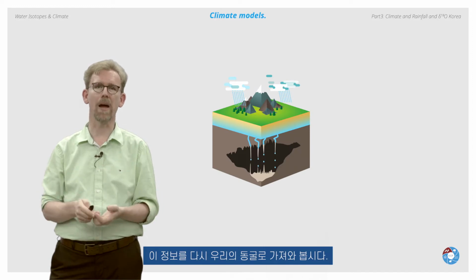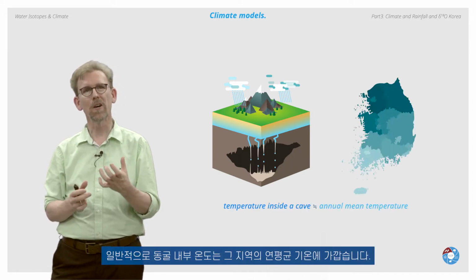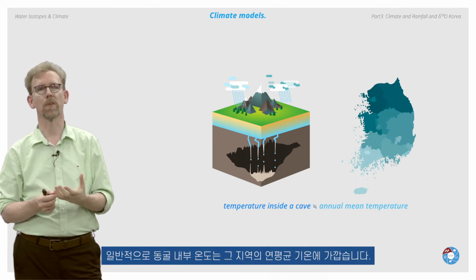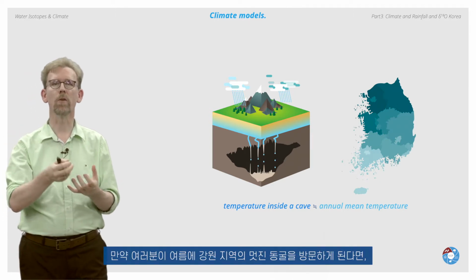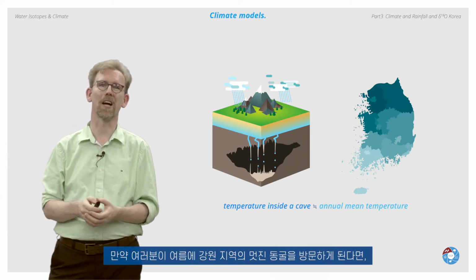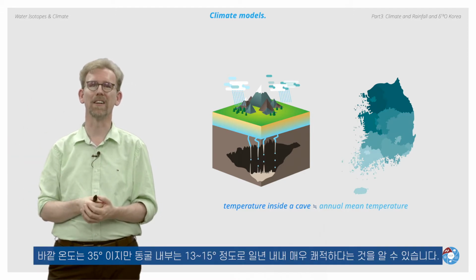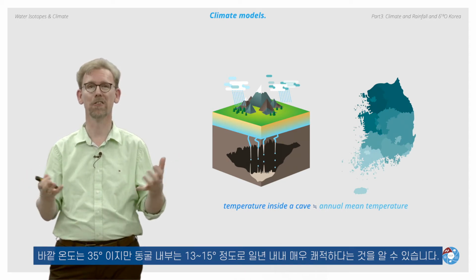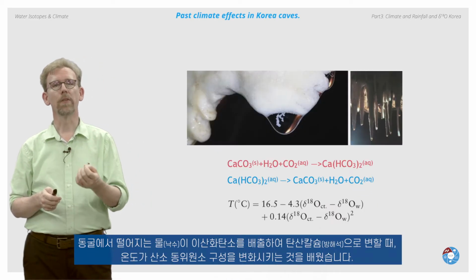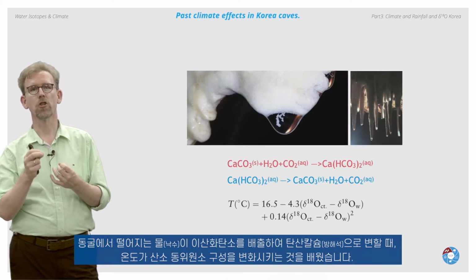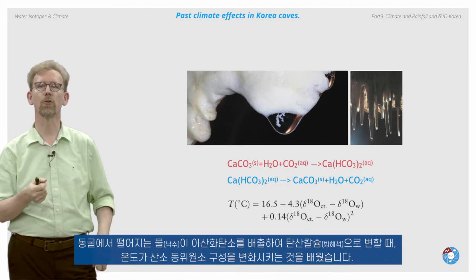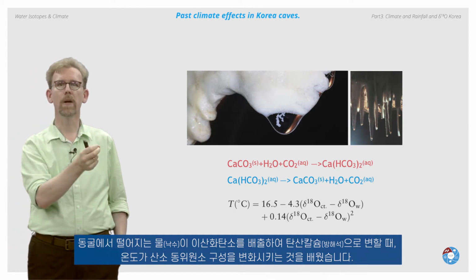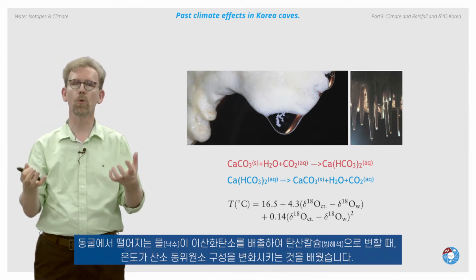Let's bring this information back to our caves. We know that typically the temperature inside a cave is close to the annual mean temperature outside. If you go to one of these wonderful caves in Gangwon area in summertime, it can be 35 degrees outside, but inside the cave it is about 13 to 15 degrees Celsius. Quite pleasant year-round. We have learned already that temperature plays a role in the oxygen isotope fractionation when cave water drips and transforms into calcium carbonate by outgassing CO2.